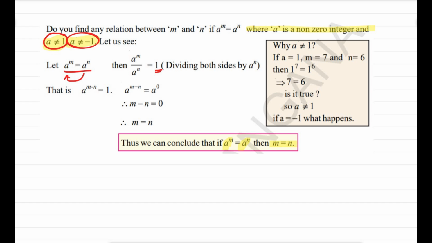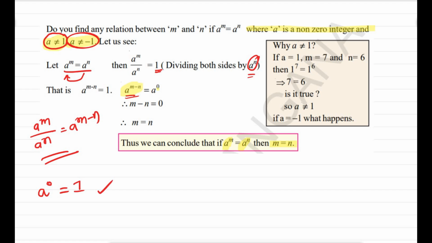Dividing both sides by a power n, both things are the same. We know that a to the power of m by a to the power of n can be written as a to the power of m minus n. So a to the power of m minus n is equal to 1. Already you know that 1 can be written as a power 0, so a power 0 is equal to 1.